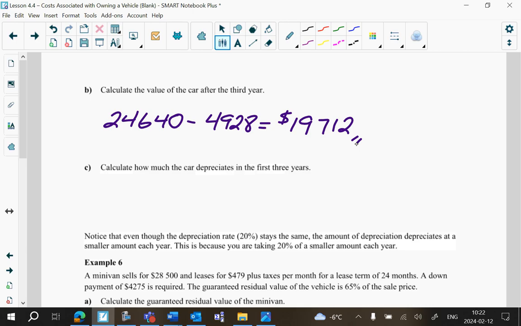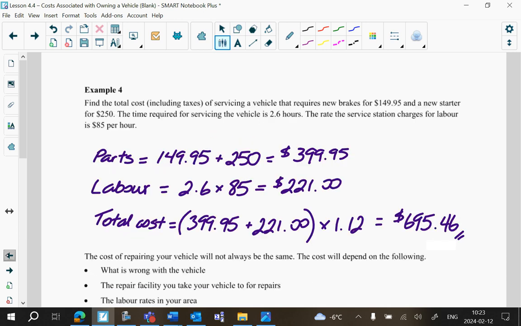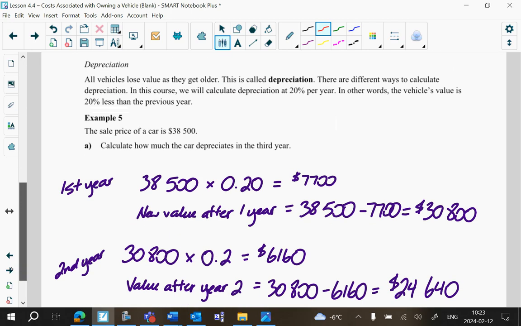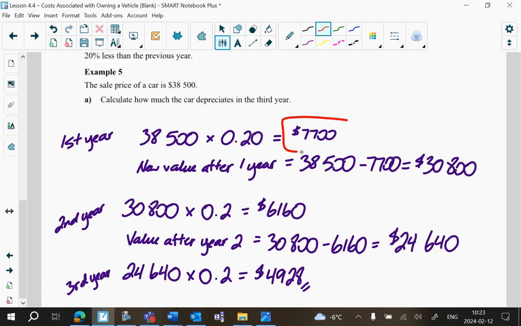And finally, calculate how much the car depreciates after 3 years. There's a couple ways you can do this. If you want to find out how much it depreciates after 3 years, you can do one of two things. You can add these, that's how much it depreciates after first year, second year, third year. Or take the original value of the car minus the value of the car after the third year. It's going to give you the same answer.